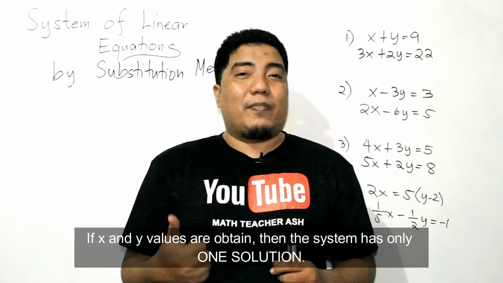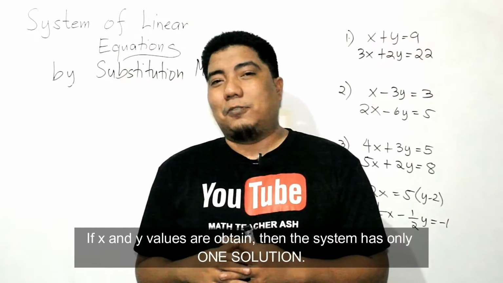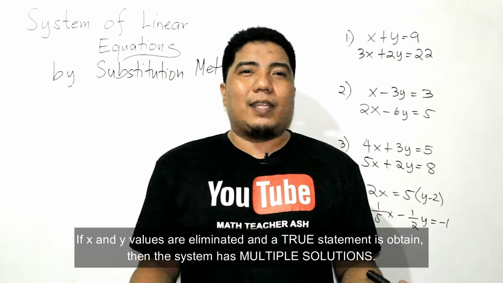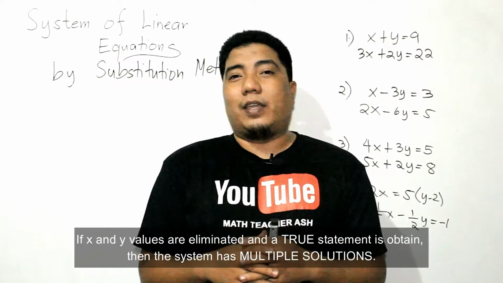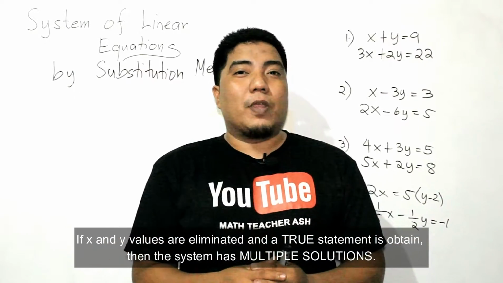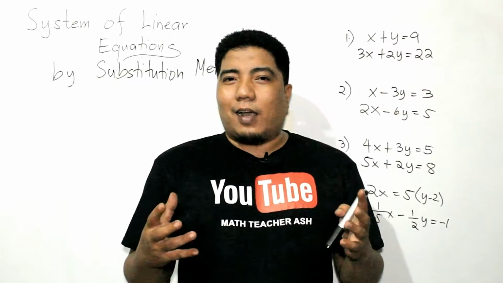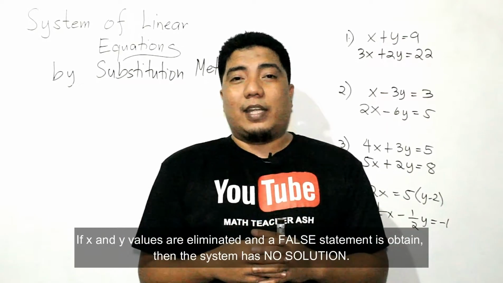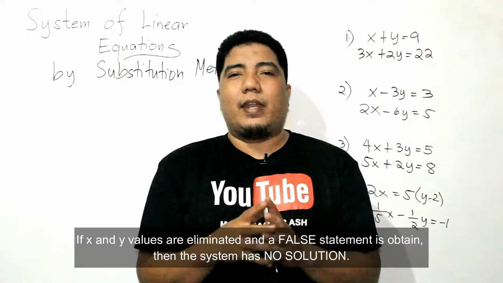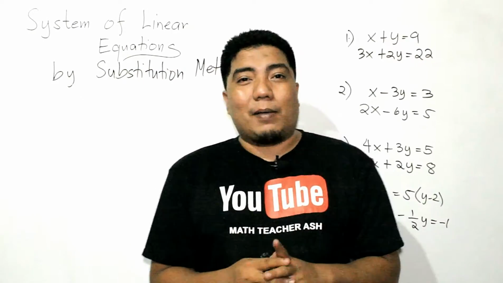If you have a value of your x and y, then you have one solution. If your x or your y is eliminated in the process of solving and the statement that results is true, then you have infinite solutions. But otherwise, if your variables are eliminated but you have a false statement, then it has no solutions. Now, let us consider some examples.